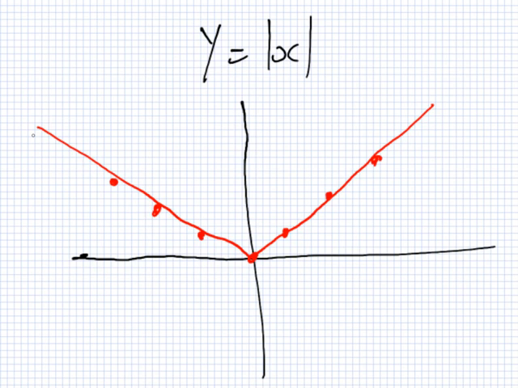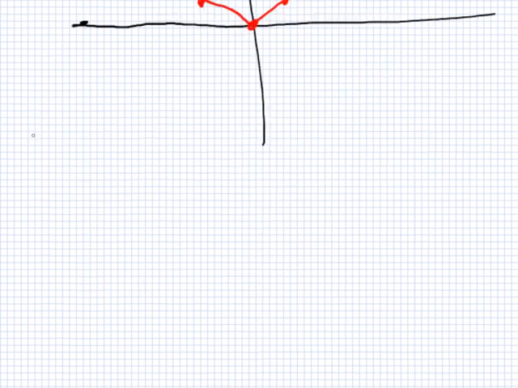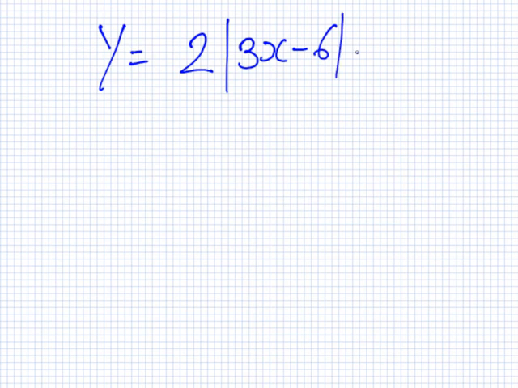Right, so let's say I want to graph something like this: y equals 2 absolute value of 3x minus 6, plus 1.